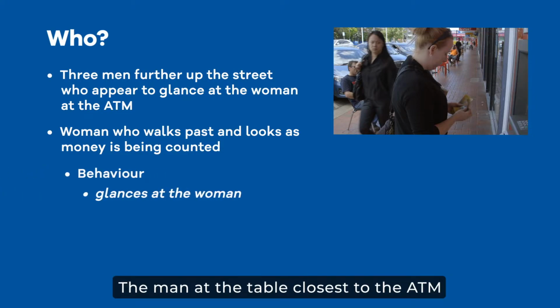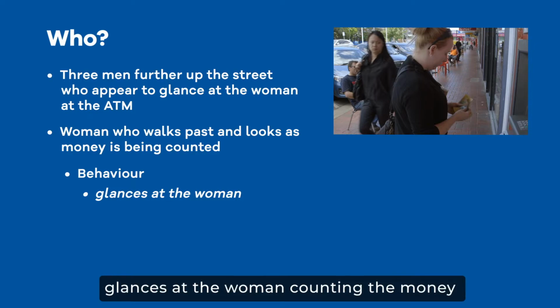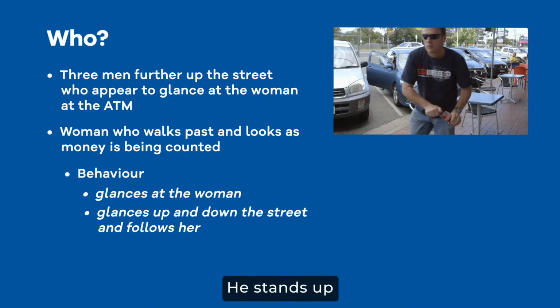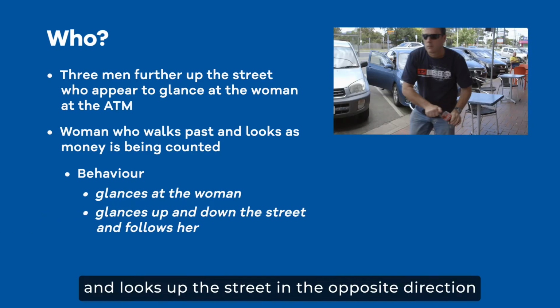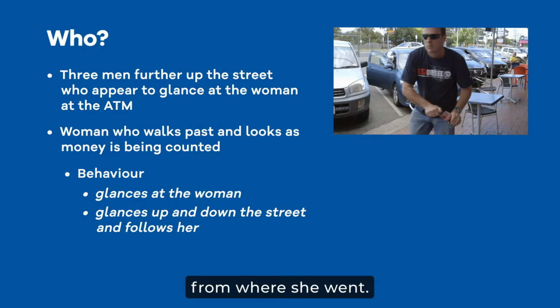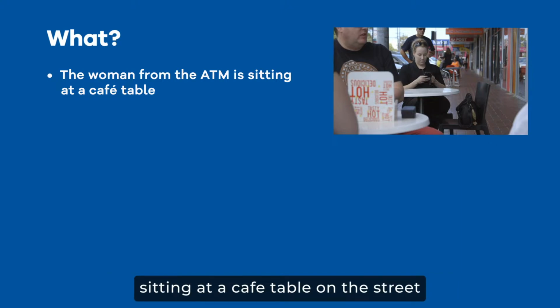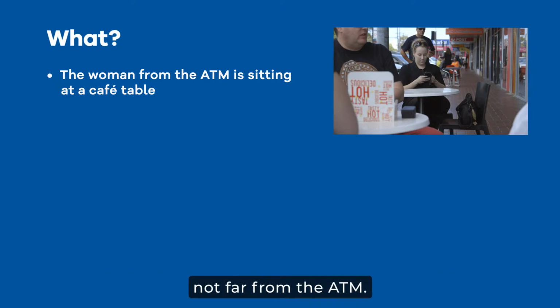The man at the table closest to the ATM glances at the woman counting the money and watches as she walks away. He stands up and looks up the street in the opposite direction from where she went. Then he follows her. We then cut to the woman from the ATM sitting at a cafe table on the street, not far from the ATM.